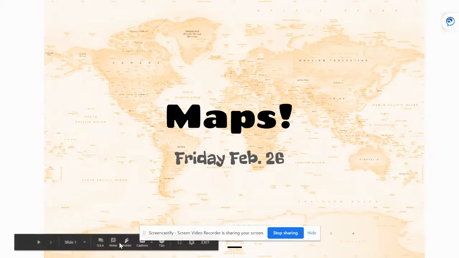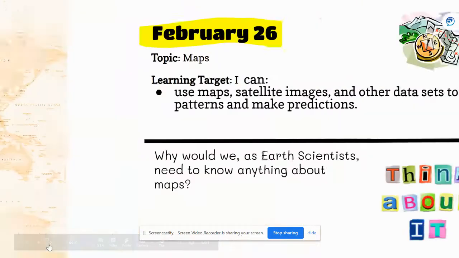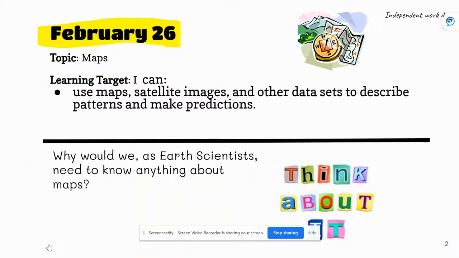It is Friday, February 26th, and you should be using your new digital notebook for weathering, erosion, and deposition, and you can get that on Canvas. So for today, our learning target is using maps, satellite images, and other data sets to describe patterns and make predictions.